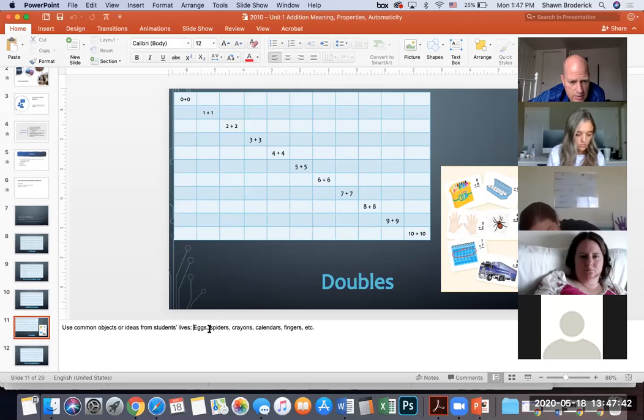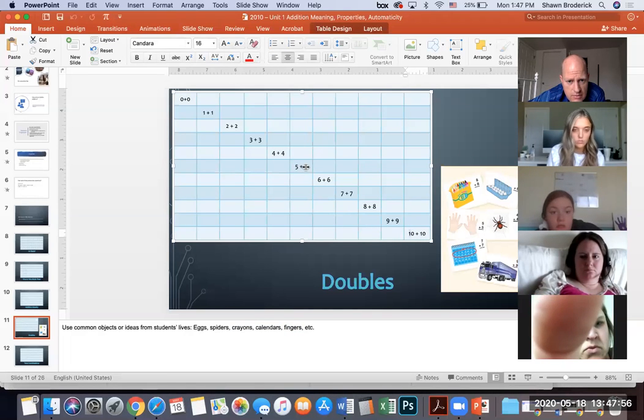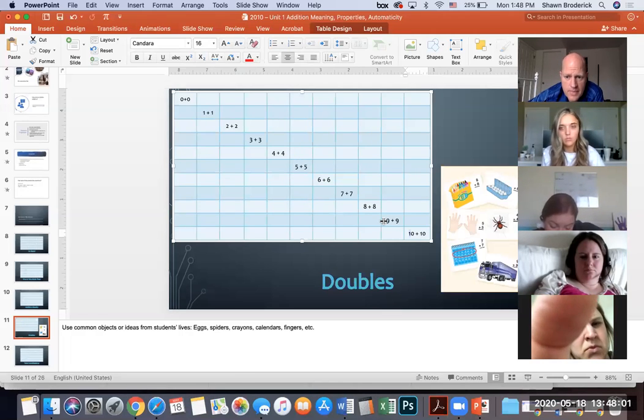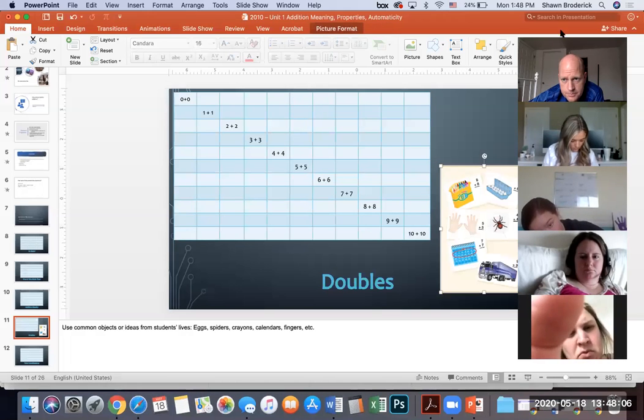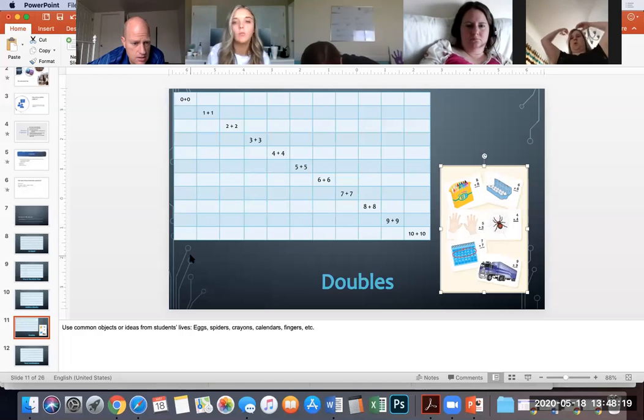We have doubles a lot where we have eggs. Spiders have 4 sets of legs on each side, 4 legs on each side, crayons and calendars and fingers, 10 fingers, 10 toes, 5 fingers on each hand. So 5 and 5 makes 10. So lots of ways to tie it to real life. And that's what this slide is right here, this picture. And you can see these different pictures. Tying math to real life is very important. And so you can tie these doubles facts.